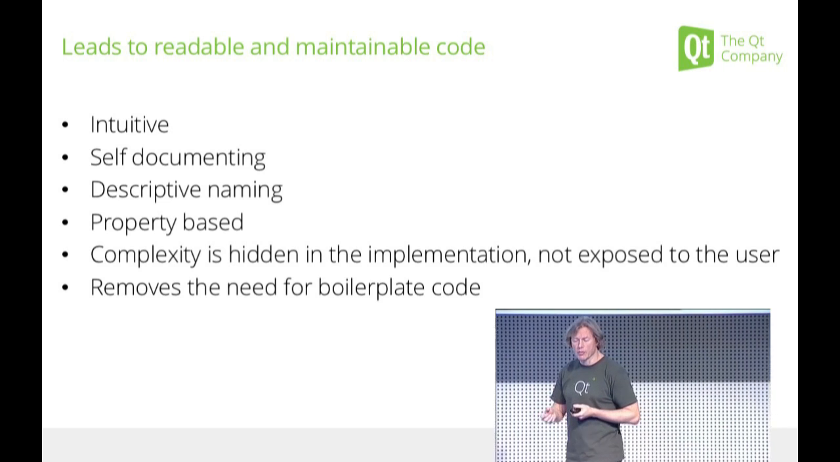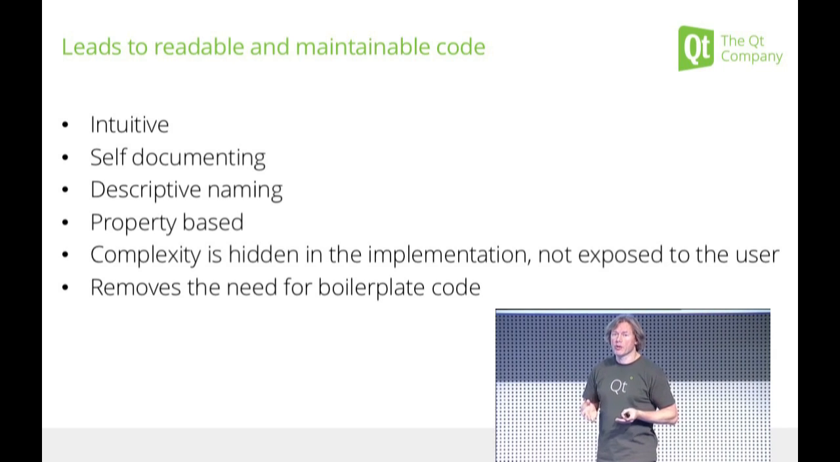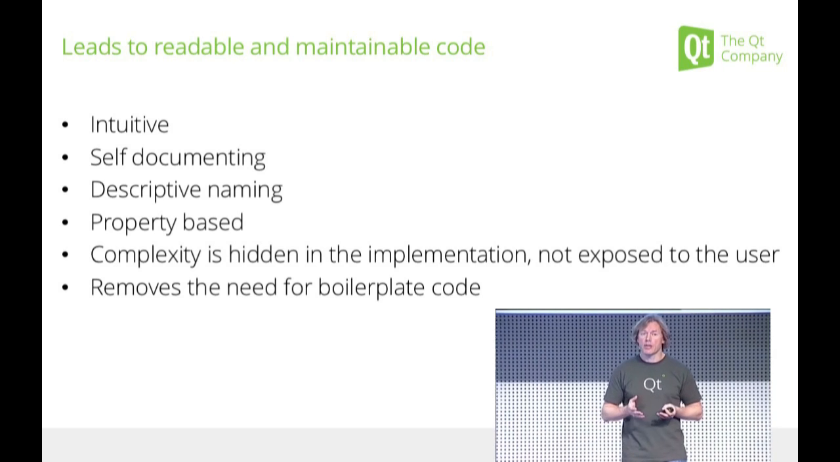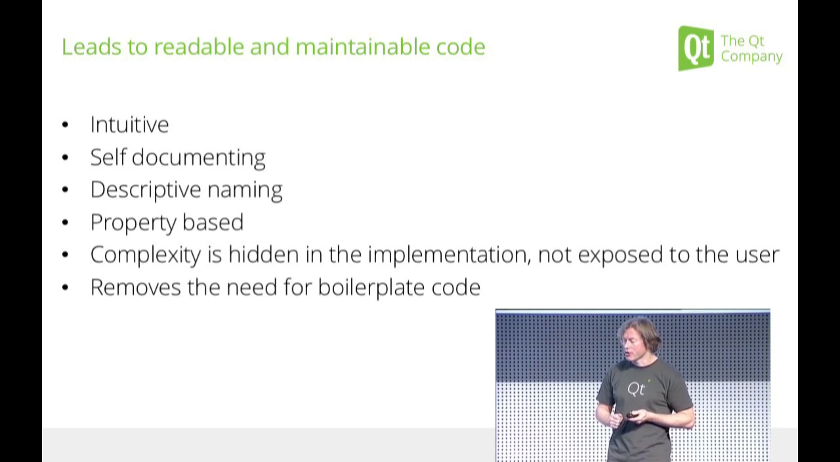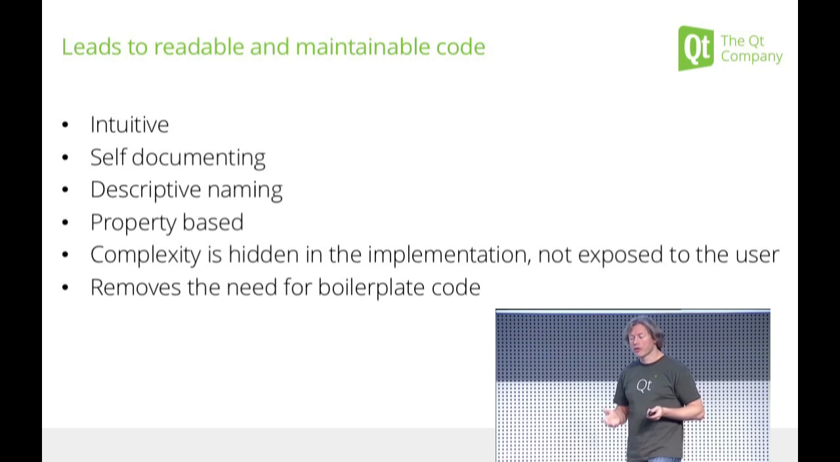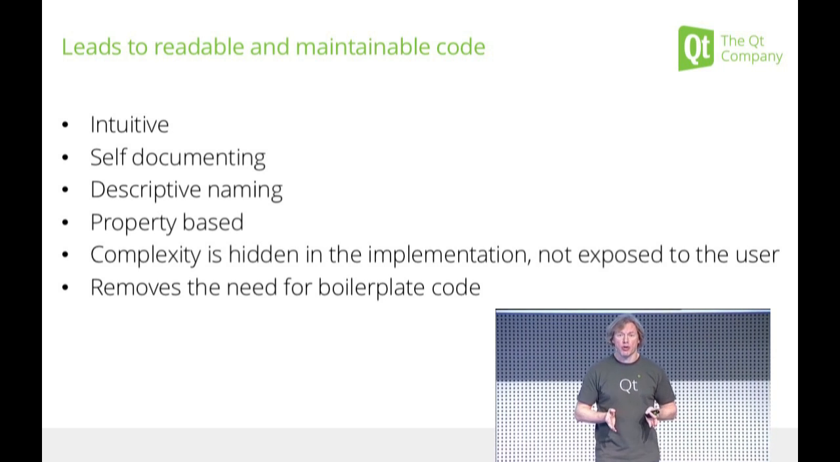It's a descriptive naming. I personally believe that for many things, a property-based API makes things very easy to use and understand. And then finally, you hide the complexity in the implementation, and you don't try to expose it to the user. And you remove the need for any boilerplate code, or as much of that as possible.